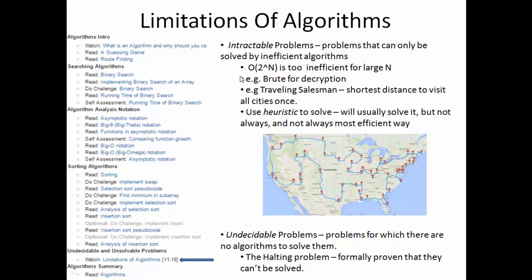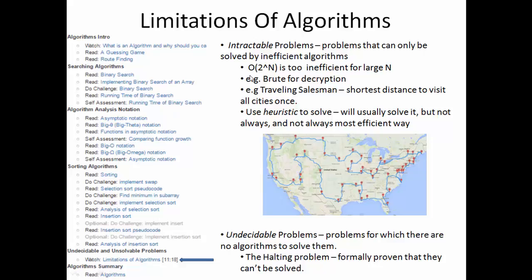The essence of this video lecture, so you can see it in a few minutes instead of the 11 minutes, is it defines intractable problems and undecidable problems, or unsolvable problems. Undecidable and unsolvable are similar, to the point where we can use the terms interchangeably. So intractable problems means that the problem can only be solved by inefficient algorithms. It's solvable, but the only algorithms are inefficient.